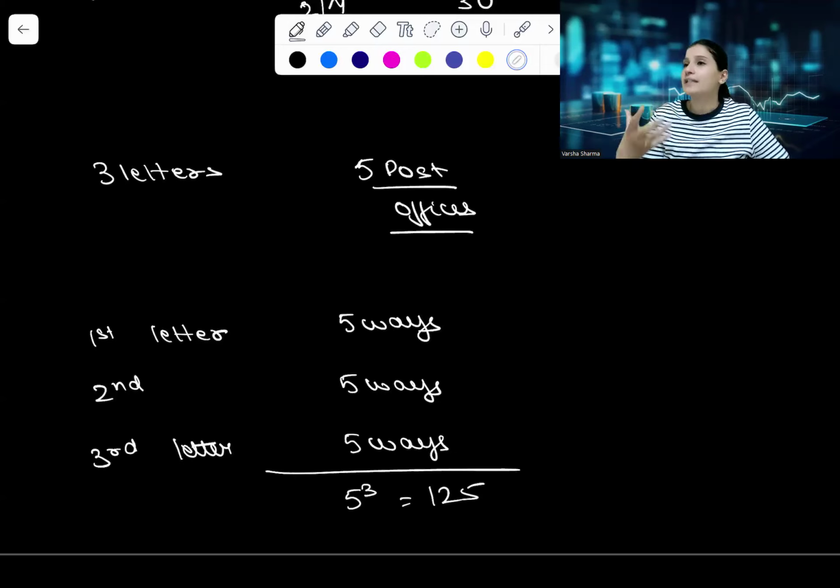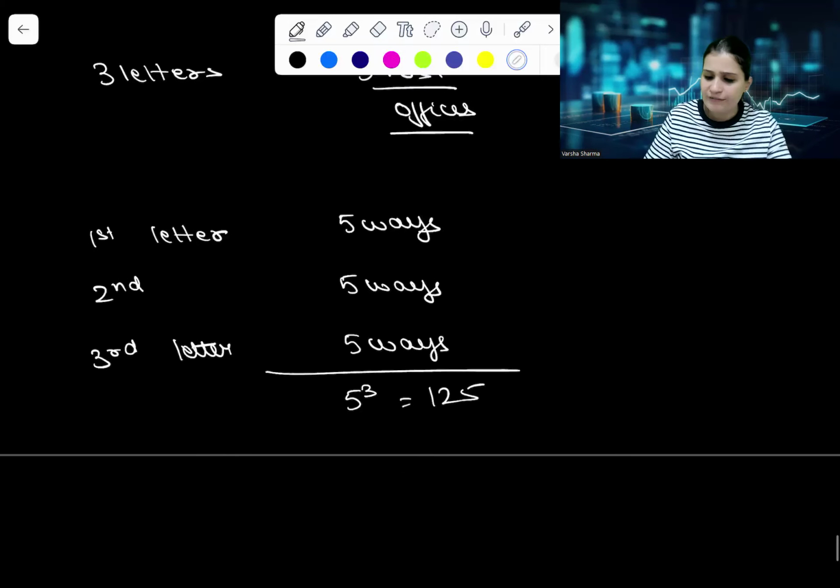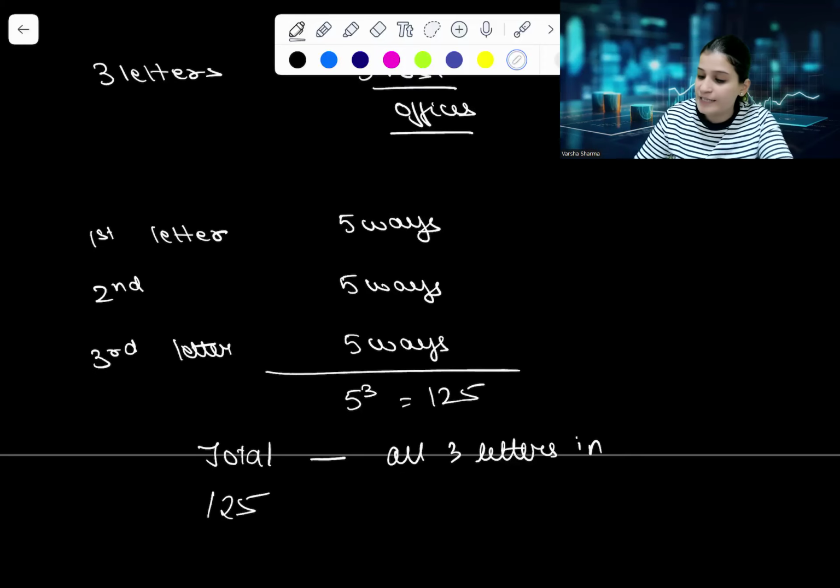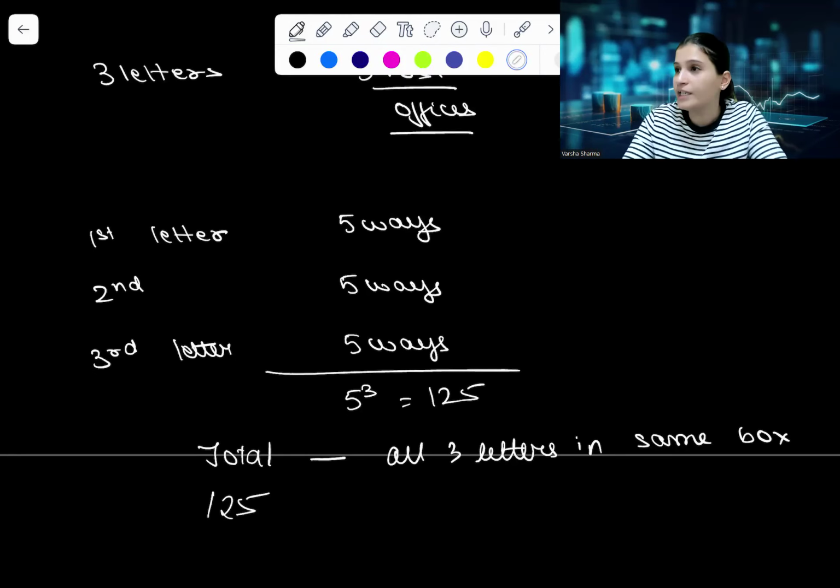Agree? Rather than doing that, what we can do is from the total possibilities, we will remove the possibility that I don't want. So what is the total possibilities of posting these letters? 125. We just calculated. This was my total. From this, I'll remove which is not acceptable to me. What is not acceptable? All 3 letters in the same box, right? I have a problem with this case. If I remove these options, I get my final answer. Yes or no?